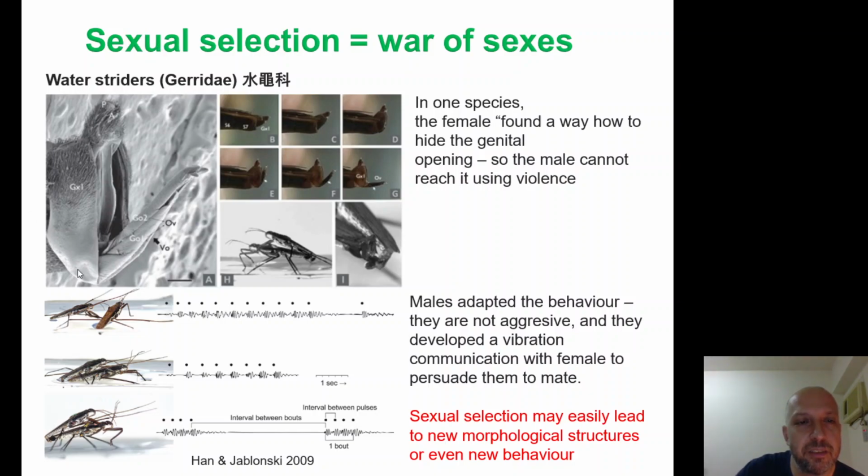So they actually started to have very nice communication between the sexes before the mating. They communicate by the waving of the water surface. So you can see that sexual conflict, sexual selection, can lead not only to developing new structures like a new crazy end of abdomen, but also new types of behavior.